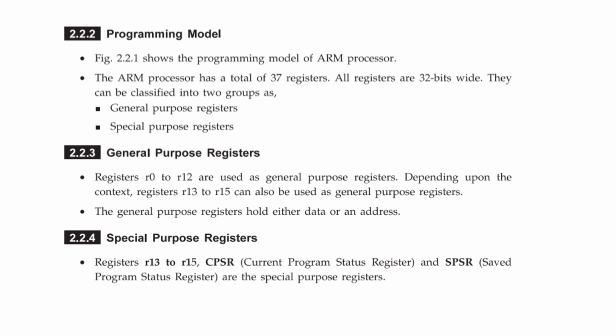Figure 2.2.1, I'll show you the figure in the next slide. It shows the programming model of the ARM processor. The ARM processor has a total of 37 registers. All registers are 32-bit wide. Please do not forget this. All registers are 32-bit wide.